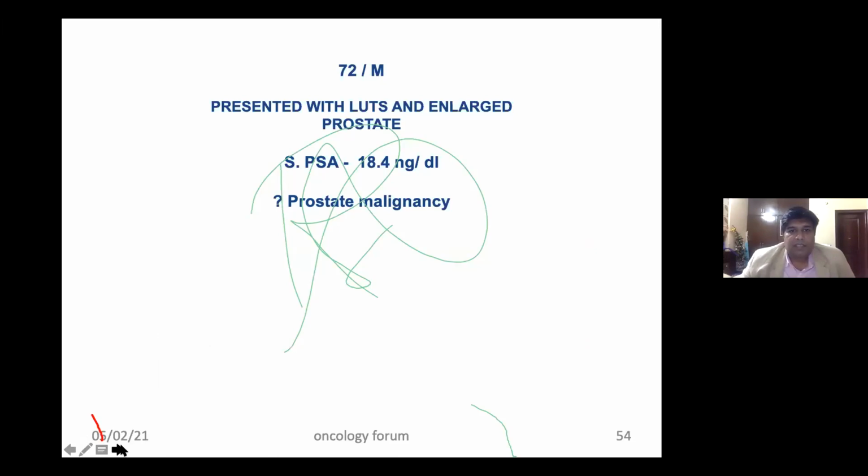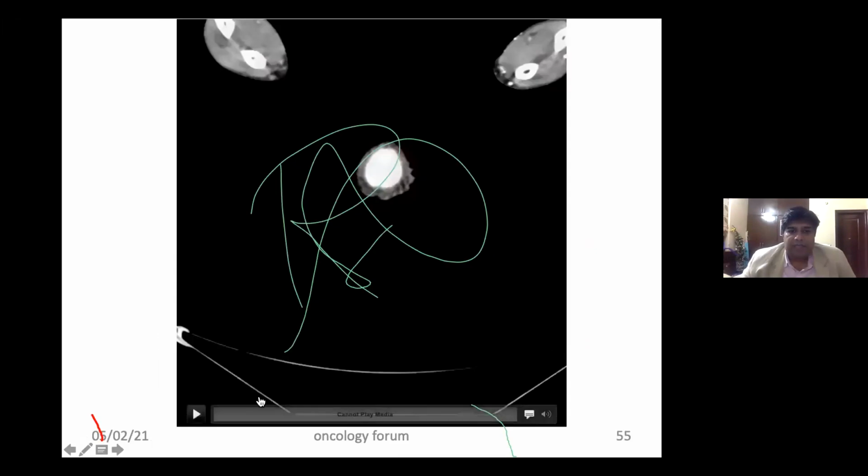Another patient with enlarged prostate and raised PSA levels. PSMA scan is performed in the patient. I can show.